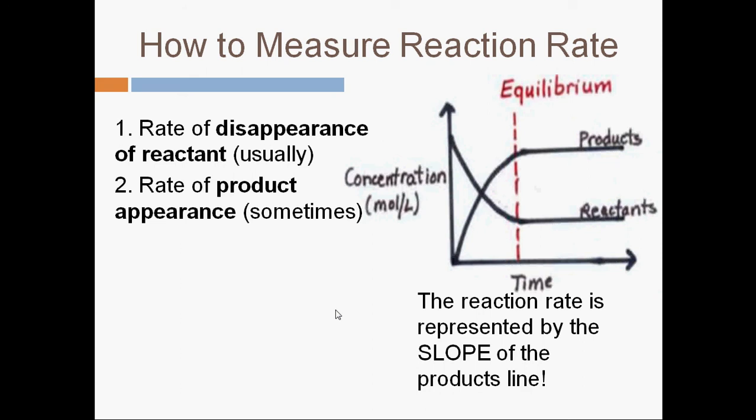So if we see the decrease in the amount of reactant we have, we can get a sense of how quickly those reactants are forming products. So that's one way that we could measure reaction rate. The other way we could do it is by looking at the rate at which new products are appearing. Also an option. Usually what we end up doing is looking at the rate of disappearance of reactant rather than looking at the rate at which product is appearing, but you could do either.